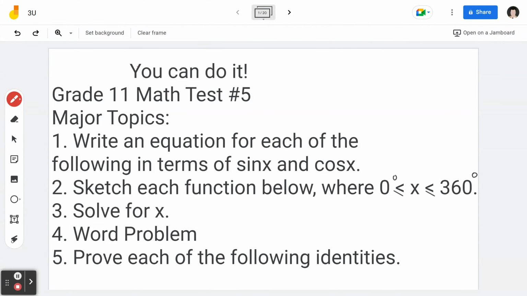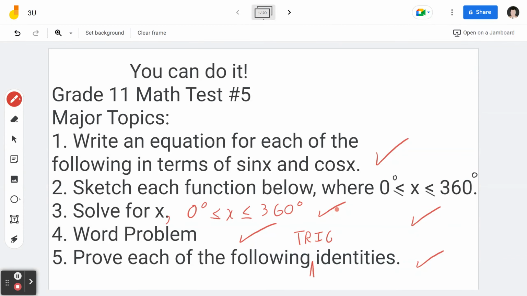Hi, everyone. In this video, I would like to show you the following major topics for math test number 5 in grade 11 math. Number 1, write the equation for each of the following in terms of sine x and cosine x. Number 2, sketch each function where x is in between 0 and 360 degrees. Number 3, solve for x, where x is also in between 0 and 360 degrees. Number 4, word problem. And last but not least, number 5, prove each of the following trig identities.